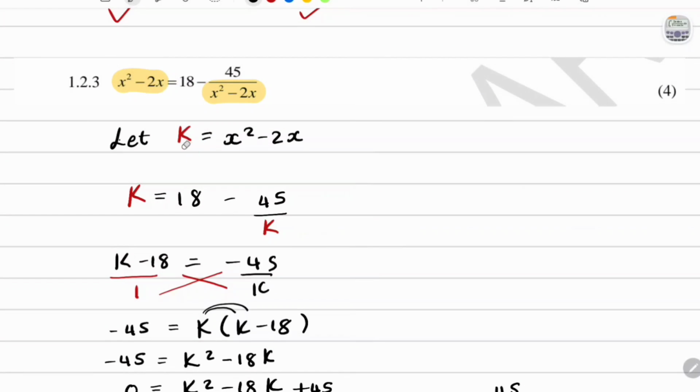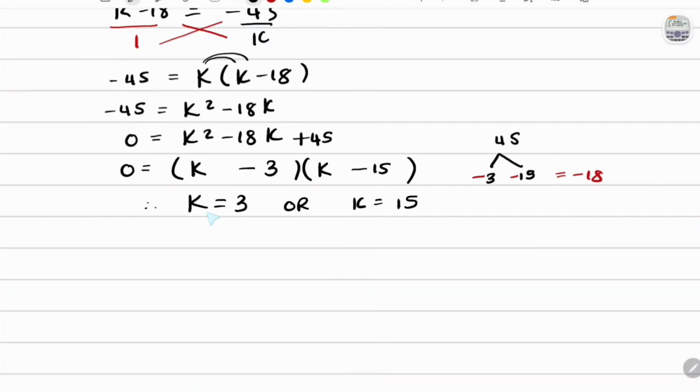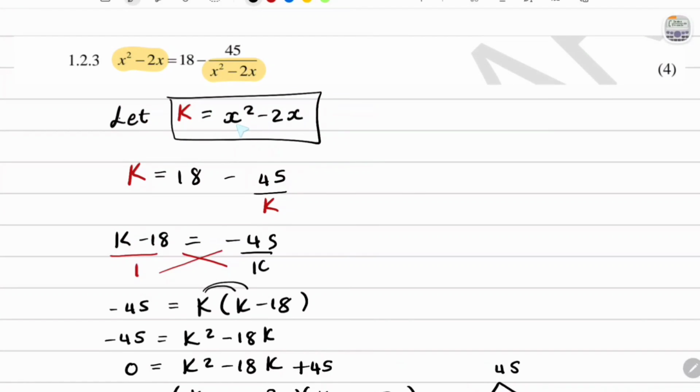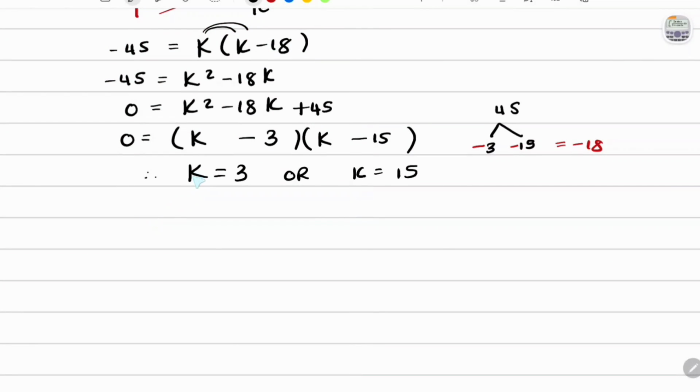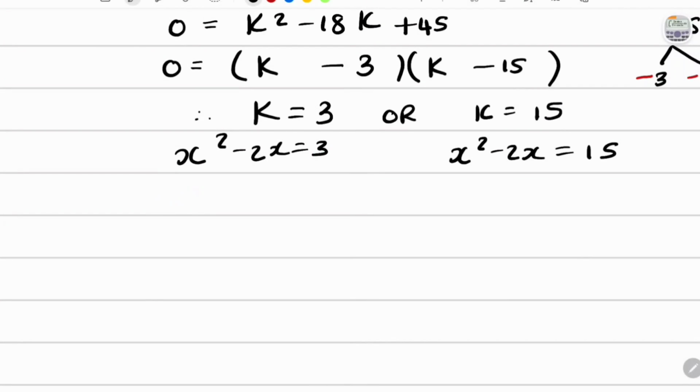Well, we have to go back to where x was, which was here. So since we said k is equal to x squared minus 2x, then in place of k, I'm just going to substitute. So k is x squared minus 2x, which is equal to 3. And I'll do the same thing here. k is x squared minus 2x. So x squared minus 2x is equal to 15. And now you see we have a trinomial again. Just take your 3 over. So this is x squared minus 2x minus 3 is equal to 0.